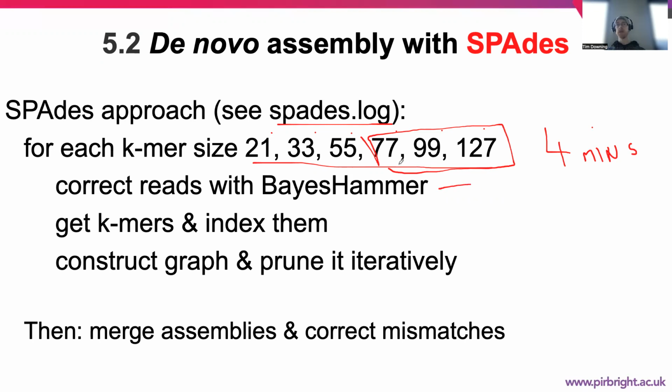It will correct these reads or the k-mers with BayesHammer, index these k-mers, and construct the initial graph, and try to prune reads as it goes along to take out erroneous ones that don't actually connect further. So it will gradually get rid of those and reiterate that process to join the nodes together into contigs. Then at the end of this, it will look across the different k-mers and use that information to try to identify potential mismatches that are incorrect and merge these assemblies to create a consensus assembly across these k-mers.